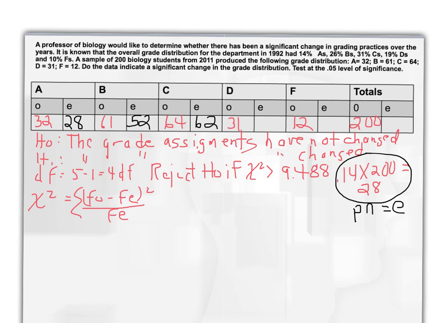Previous data tell us that 19% of the class got D's. So what would we expect if the grading standards hadn't changed? We would expect that 19% times 200 biology students, that would have given us 38, would have gotten D, and we have 10% Fs in the past. We would expect this current 200 group, 10% of them would get Fs. That would be an expected frequency of 20.